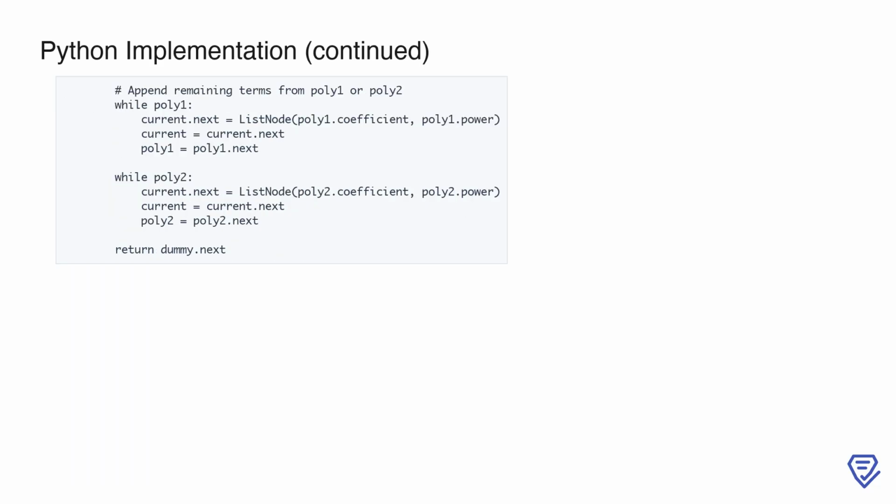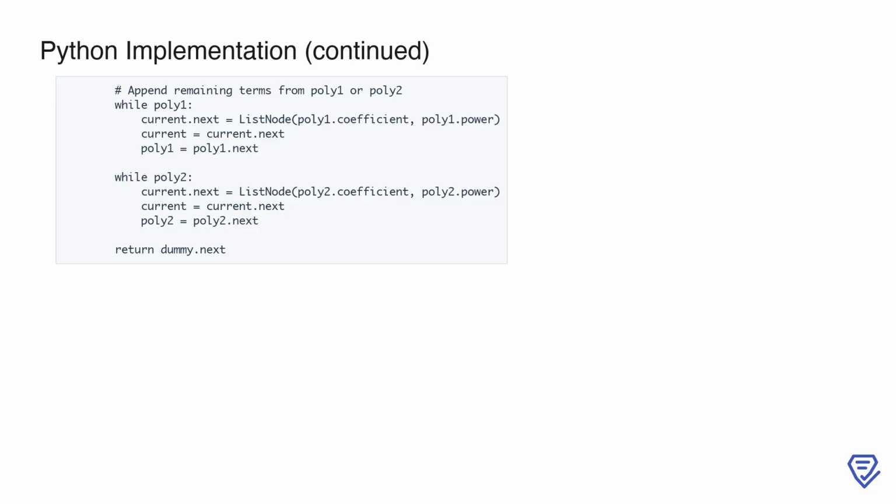After processing terms with matching powers, there may still be remaining terms in either poly1 or poly2 that need to be added to the result. To handle this, we use two separate while loops. The first loop processes any remaining terms in poly1, adding each of them as a node to the result list. Similarly, the second loop processes any remaining terms in poly2. Within each loop, we create a new node for the current term, link it to the result list, and advance both the current pointer and the respective polynomial pointer. Once all terms from both polynomials have been added, the dummy node's next pointer points to the head of the result linked list.